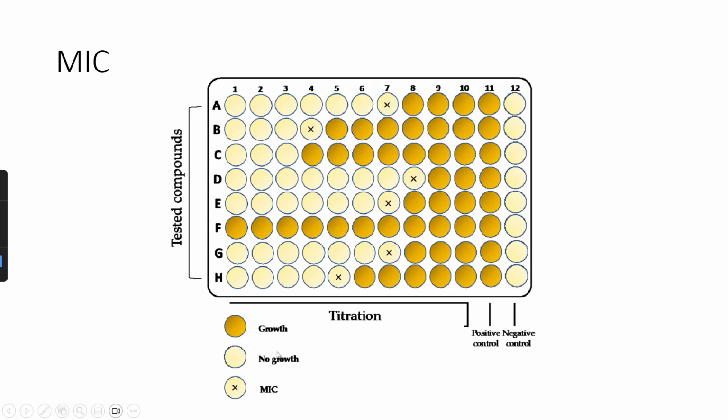But there's no growth in the highest concentration of the drug. So you can see there's no growth, and then eventually you see no growth, no growth, no growth. That means that the drug is killing the bacteria, but then you get to this point and you see these two wells here. There's no growth here and there's growth here.